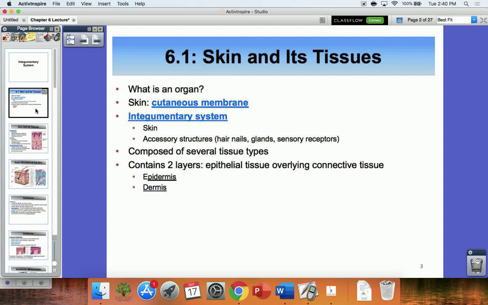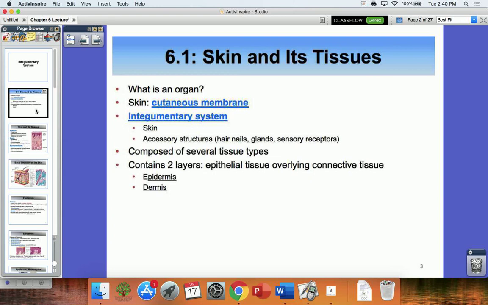And we've talked about before that we know it's made up of stratified squamous epithelial. That's going to be one of the tissues that help to make up the skin. But when we say skin itself, that is an organ. It is the largest organ that we have in the body. Another word that we use to describe the skin is cutaneous, and cutaneous simply means skin.